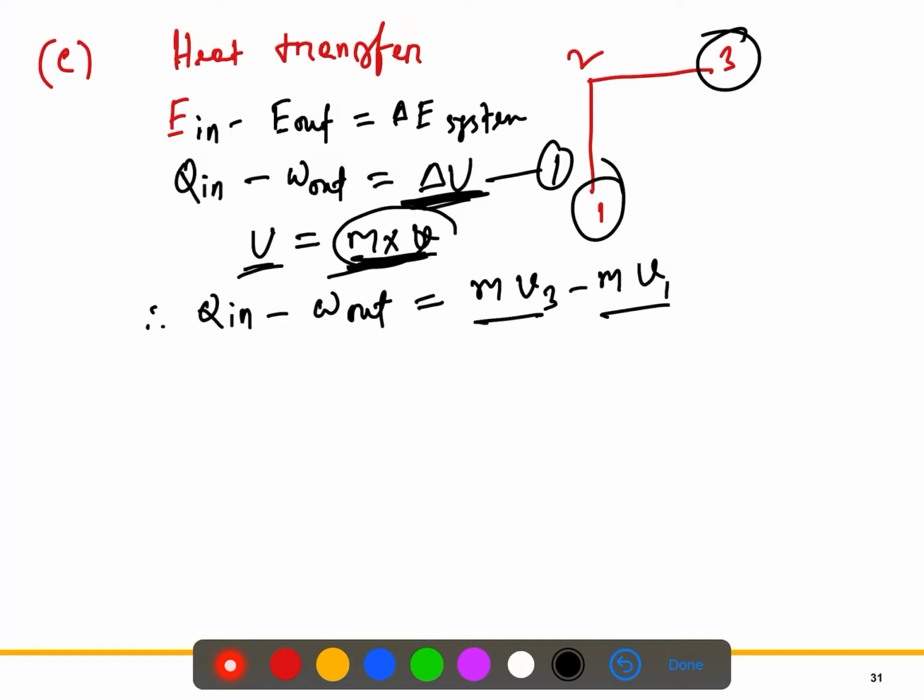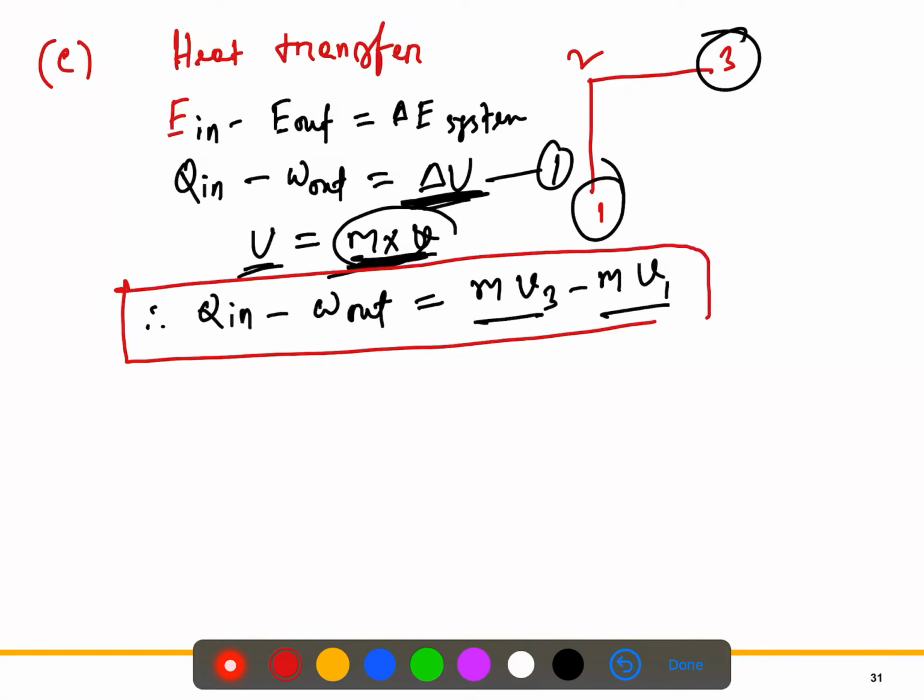So from here, this is the relation that we need to use, and we need to calculate the heat transfer. That means we need this Q in. We already calculated the work in our second part of this problem. We already calculated the work done is 140 kilojoule.